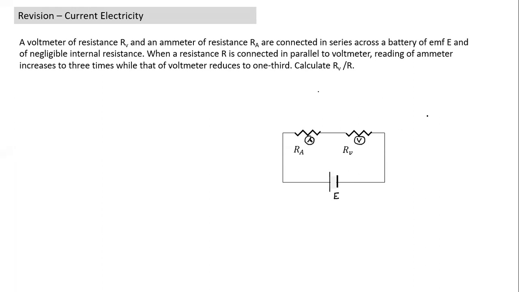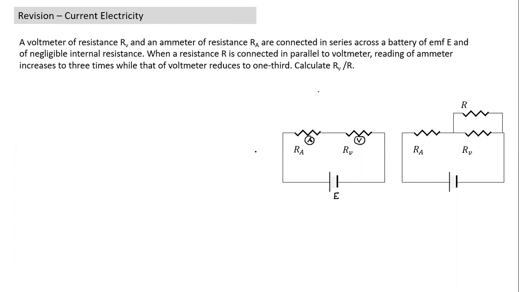What would be the reading of the ammeter? Let me finish the question. Of course, this ammeter and voltmeter will have certain readings. And afterwards, we connect a resistance R in parallel to the voltmeter. After we connect this, the reading of the ammeter as well as the voltmeter will change naturally because the circuit has changed. What is given is that the reading of the ammeter increases to 3 times while that of the voltmeter reduces to 1/3. So what is the RB by R ratio? What is the ratio of these resistances?